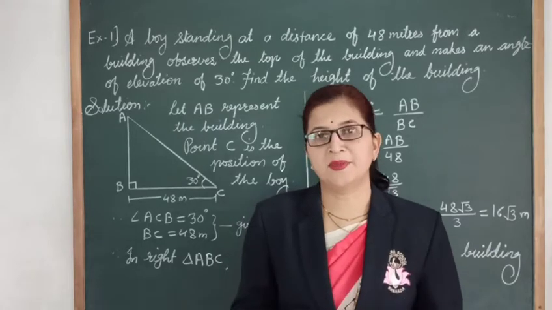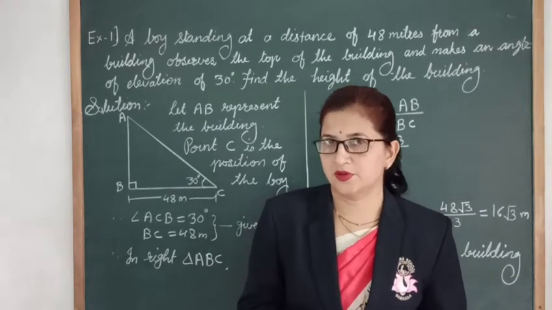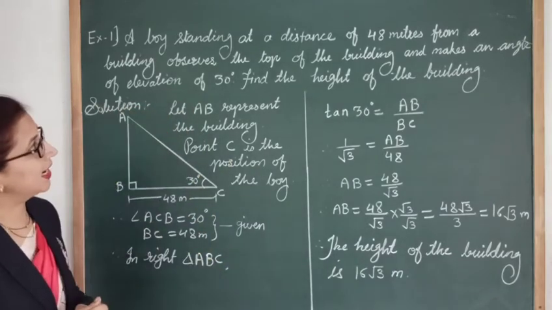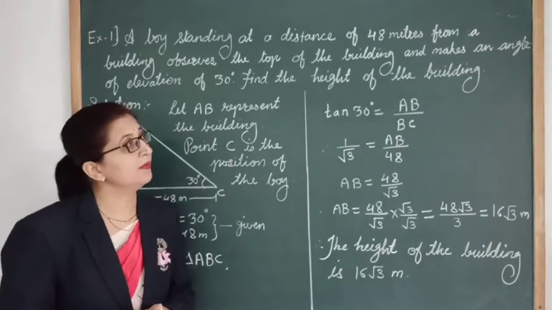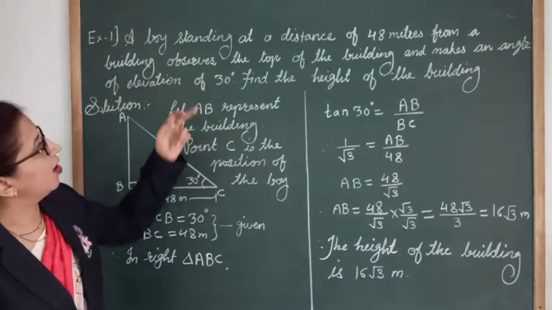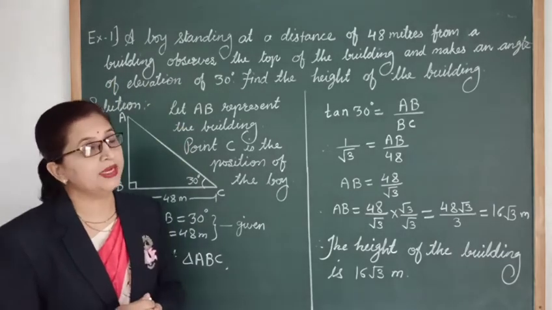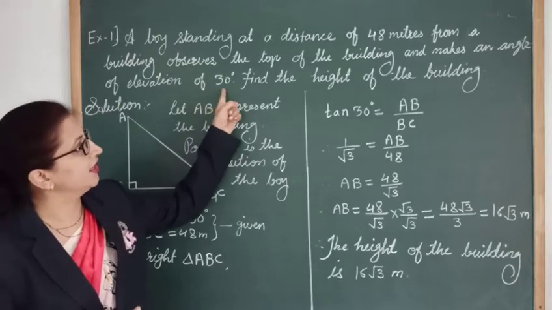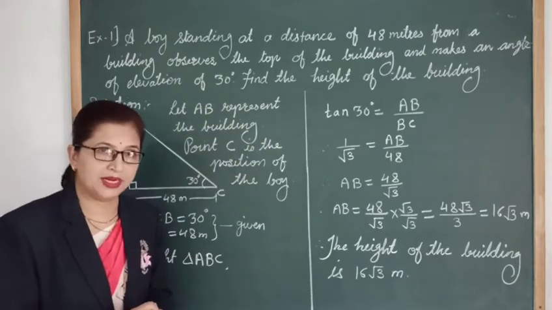Let's apply trigonometry to solve word problems. Okay, so here we have the question. A boy standing at a distance of 48 meters from a building observes the top of the building and makes an angle of elevation of 30 degrees. Find the height of the building.